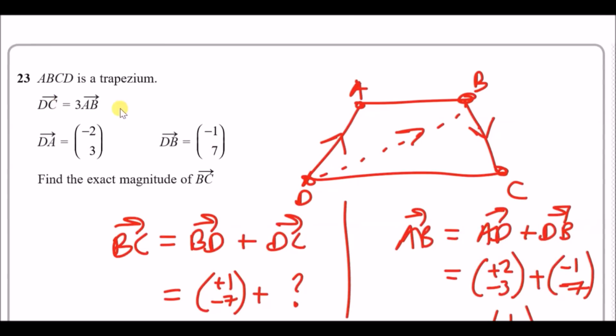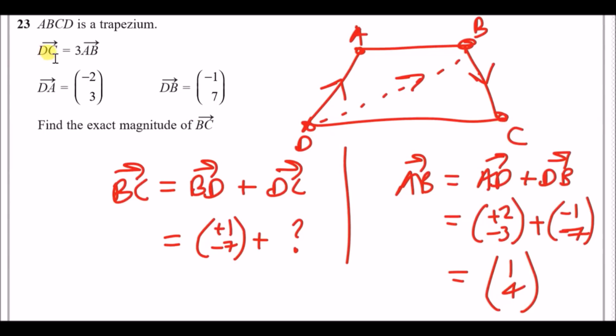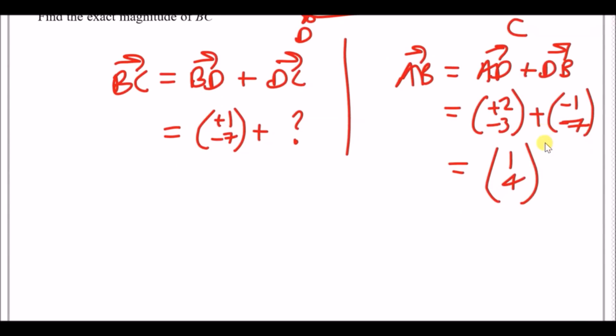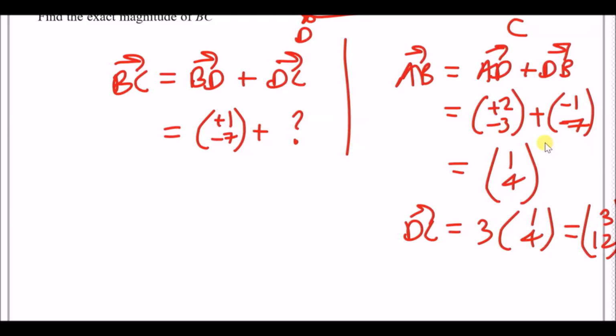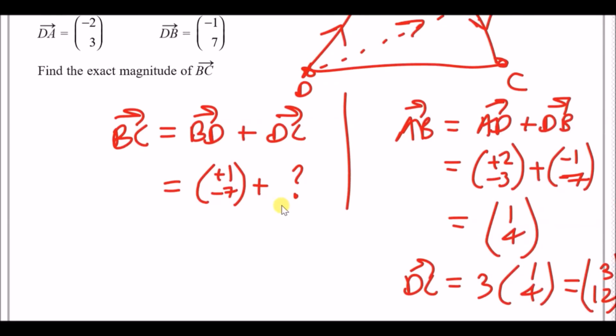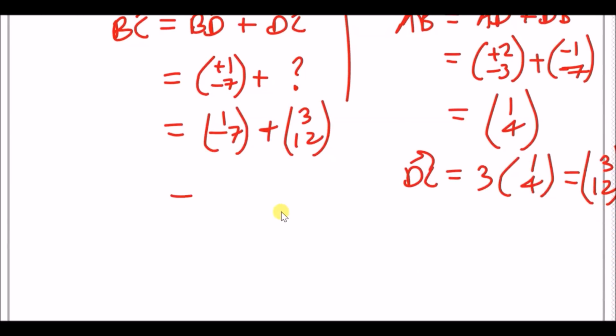And of course, we know from the very beginning, D to C is 3 times that value. So D to C is 3 times (1, 4), which is (3, 12). Easy, yeah? (3, 12). So now we know what this is. So it'll be (1, minus 7) plus (3, 12). Tidying this up, adding across, you're going to get 4. Minus 7 plus 12 is 5.